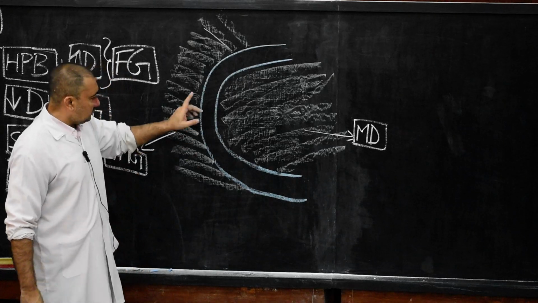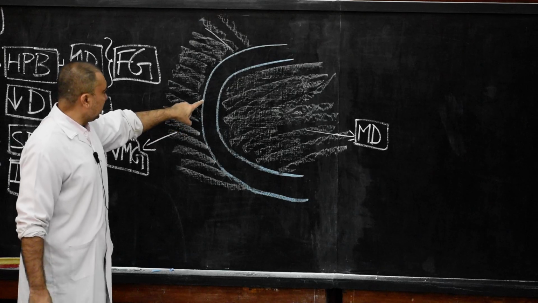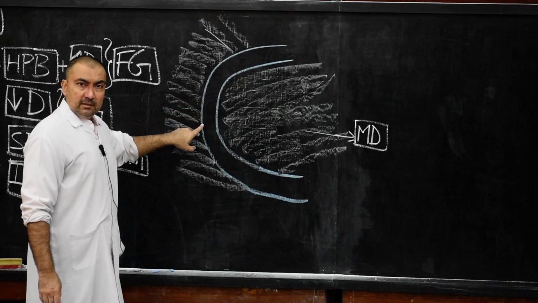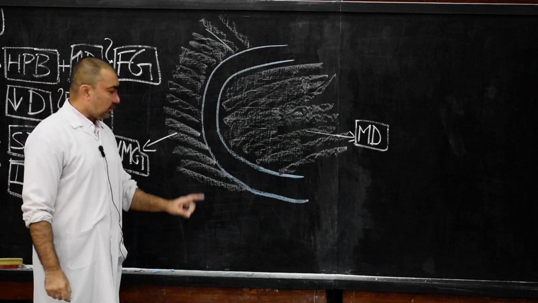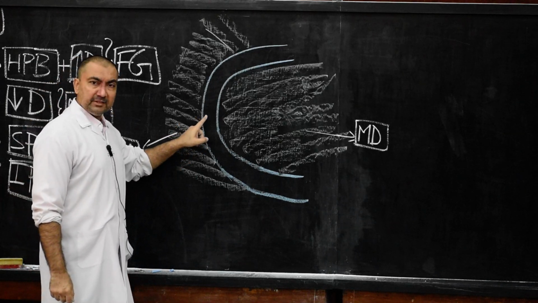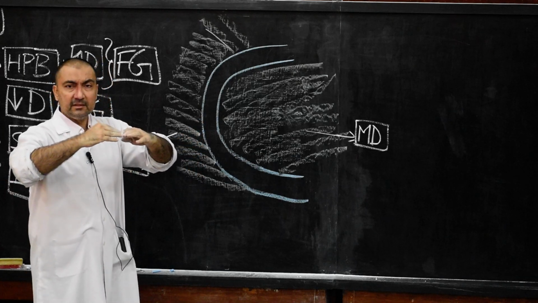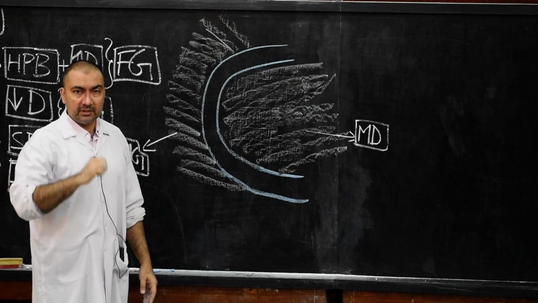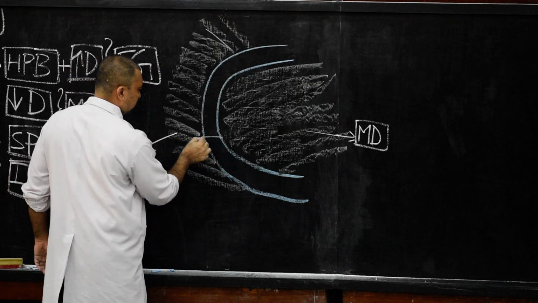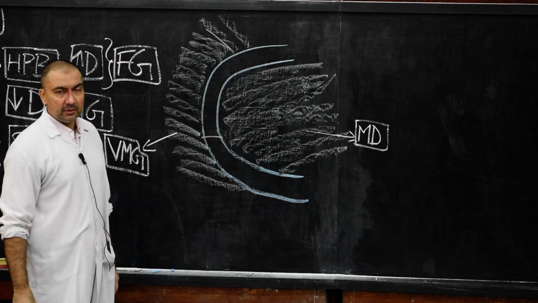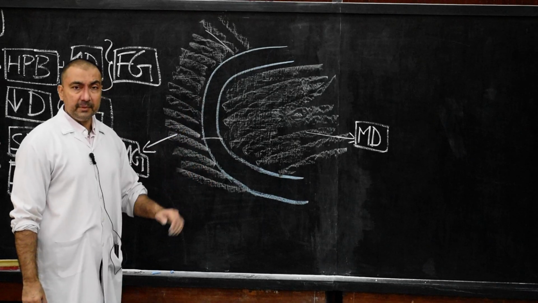Now, from its ventral border, there will be development of hepatopancreatic bud. So hepatopancreatic bud will develop from the ventral border of duodenum, exactly just above the anterior intestinal portal. And what is anterior intestinal portal? If I draw this anterior intestinal portal at this point, it will mark the junction between foregut and midgut.